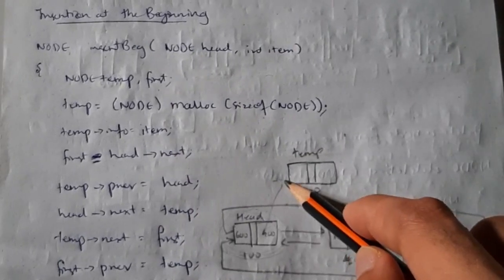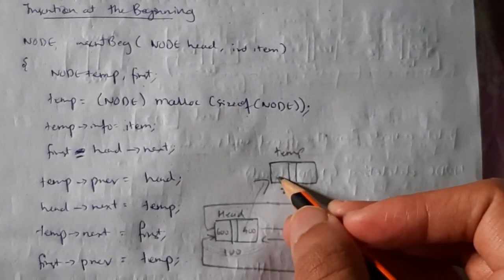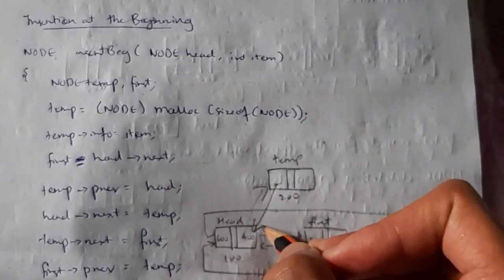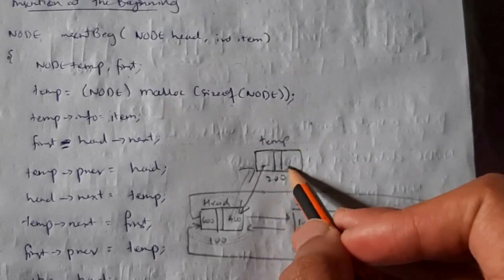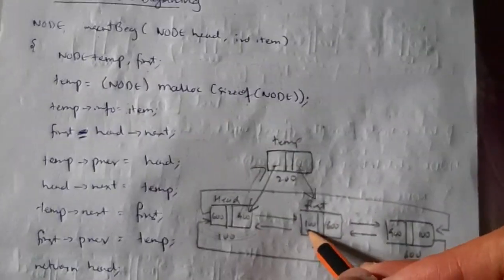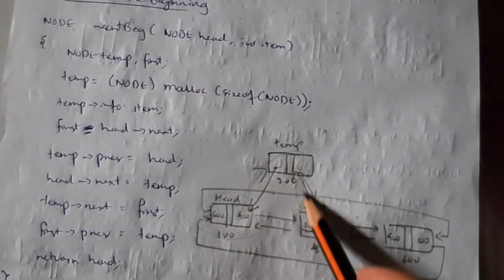So if you have to insert this here, what you will do, you will use head arrow next point to temp here. See, head arrow next will be pointed to temp here, and temp arrow previous will point to head here. Okay, then you have made this connection. Next you have to make this connection. How you will make? Temp arrow next is equal to first, first arrow previous is equal to temp. In that way you will create this chain of nodes.